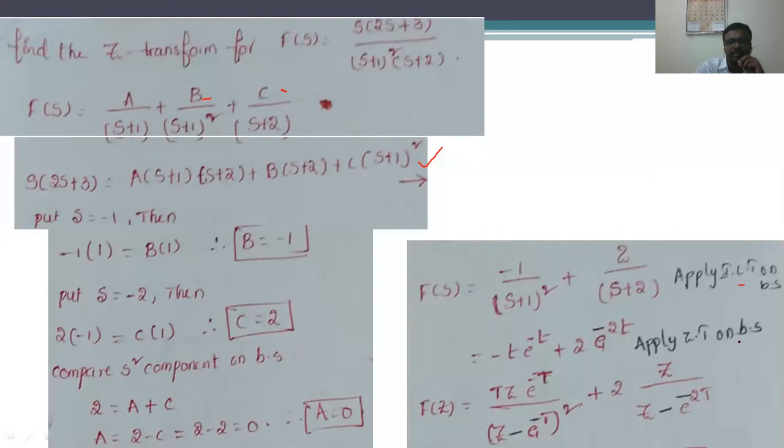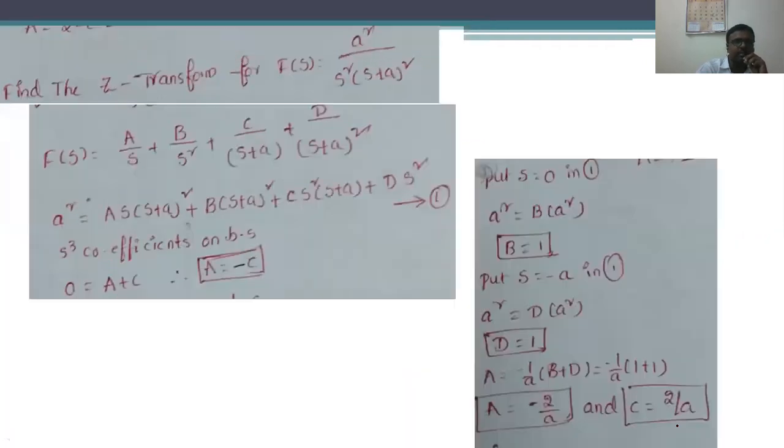So applying the z transform on both sides, we are going to get f of z is equal to t into z into e power minus t whole divided by (z minus e power minus t) whole square, plus 2 into z divided by z minus e power minus 2t. This is the z transformation for another set of problem. In the similar fashion, we are going to solve another problem also.